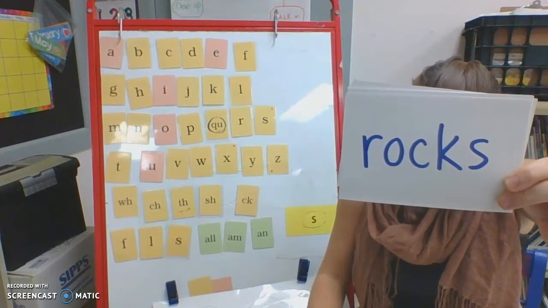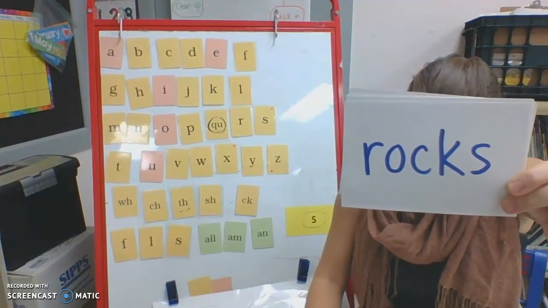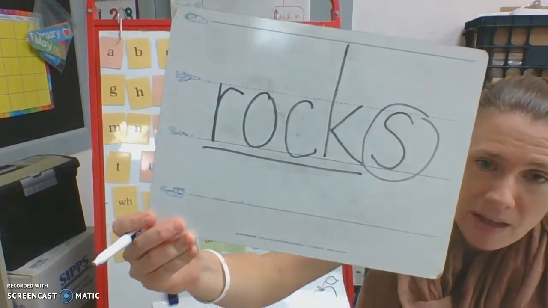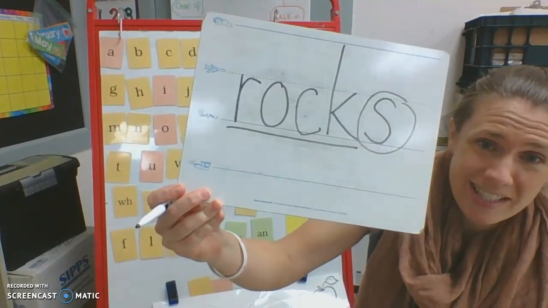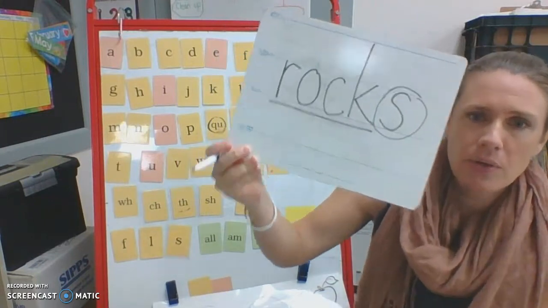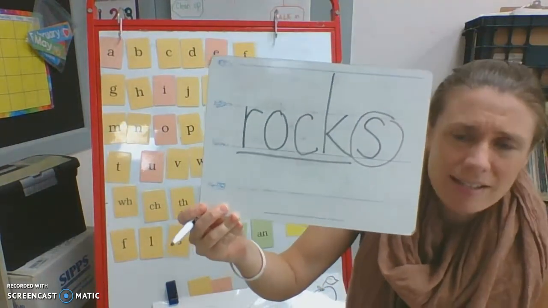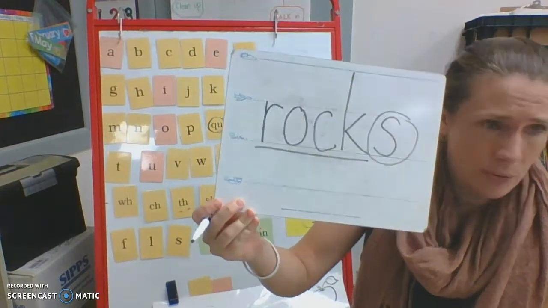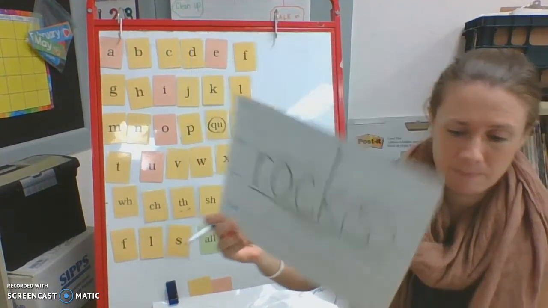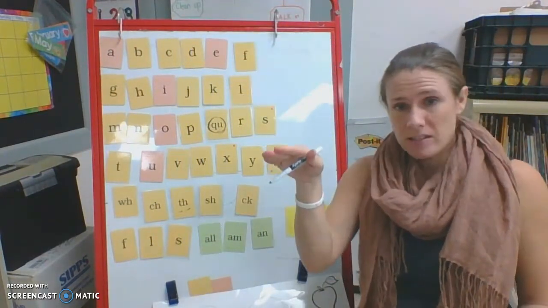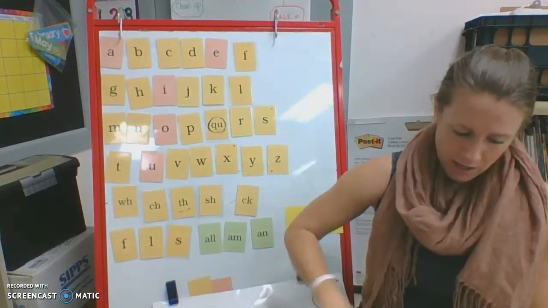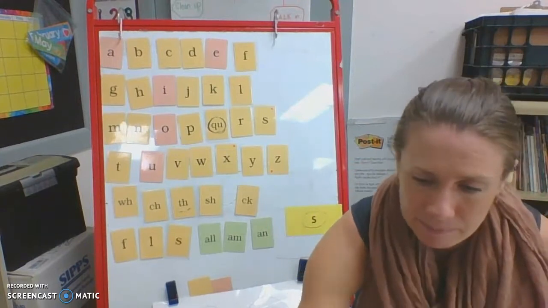Okay, so underline the base word, everybody. What does the base word say? Rock. So then encircle the suffix. What is the suffix? What's the whole word? Rocks. Tell me a sentence with the word rocks. My teacher rocks. Or, look at all those rocks on the ground. Rocks. Underline the base word, circle the suffix. Okay, erase your whiteboard, and we have a few more words to play in this game.